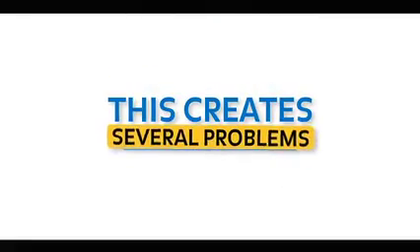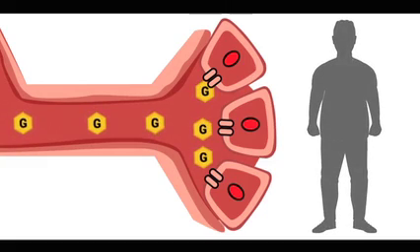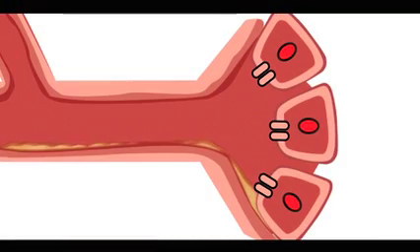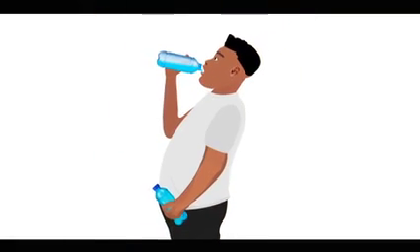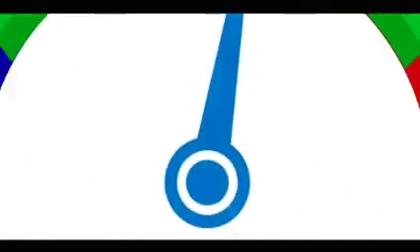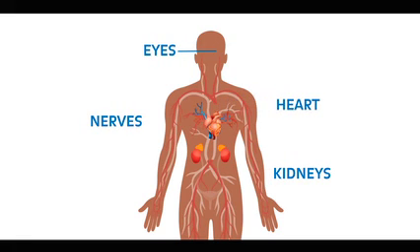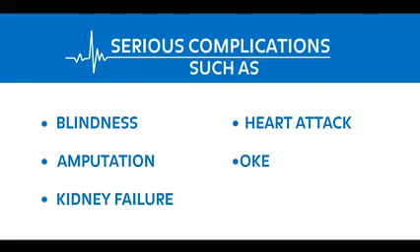This creates several problems. Because glucose is not able to enter your cells, your body is not getting the fuel it needs. As a result, you may feel tired or fatigued. Your body may try to dilute the excess glucose in the blood by pulling fluid out of your cells. This can leave you feeling dehydrated and thirsty. Most importantly, over time, exposure to high blood glucose levels can cause damage to vital organs connected to the blood, such as your eyes, kidneys, nerves, and heart. If not controlled properly, diabetes can lead to serious complications such as blindness, amputation, kidney failure, heart attack, and stroke.